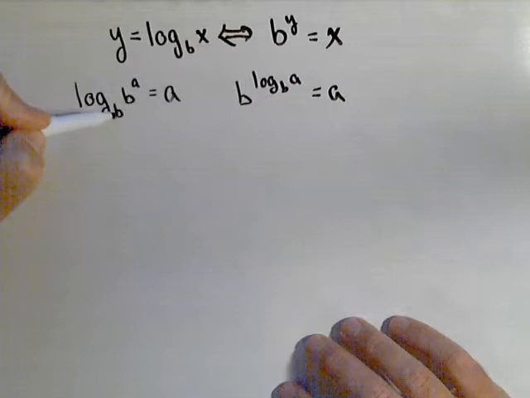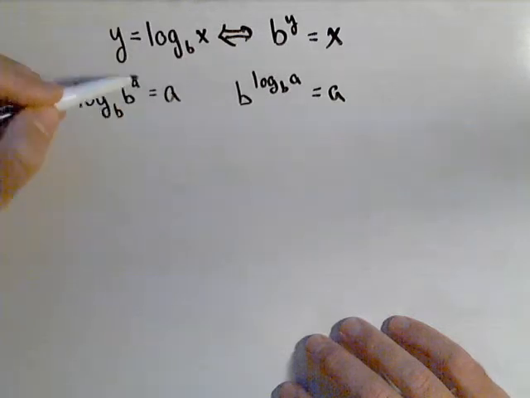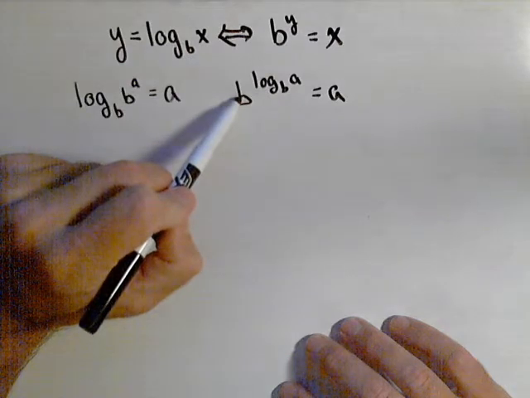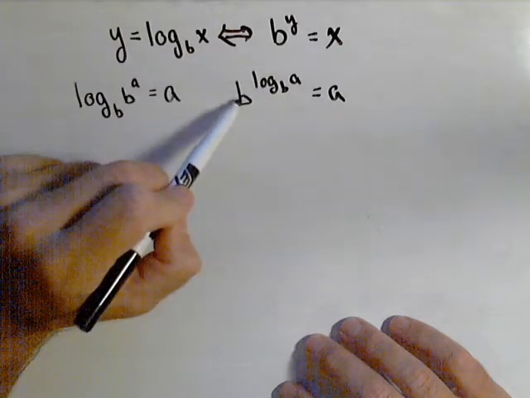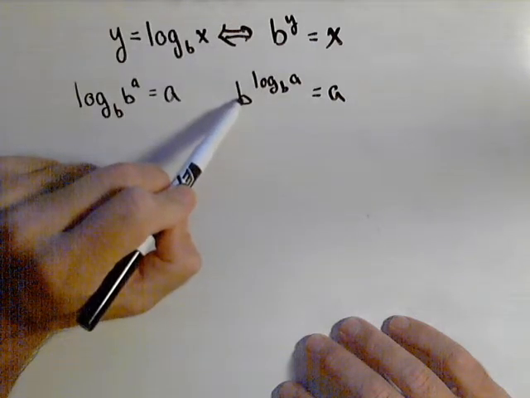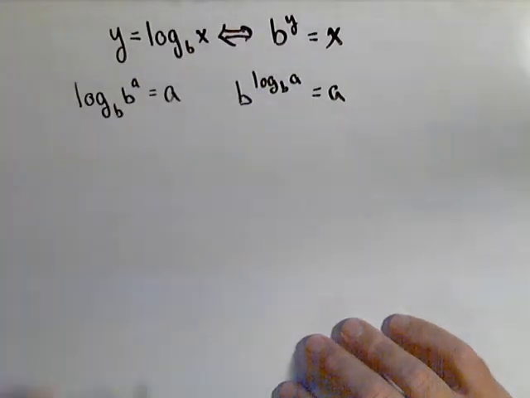So log base b composed with b to the a equals a, because those two bases are the same. So this is composing inverse functions. We're composing a logarithm with an exponential. Here, we're also composing the two, except now the input is a logarithm, the inside function is a logarithm, the outside function is an exponential. So if we have b raised to the log base b of a, it's equal to a.